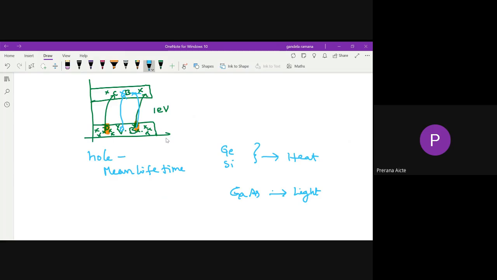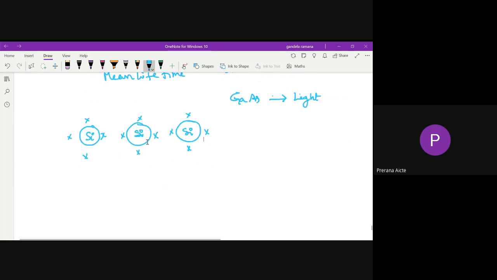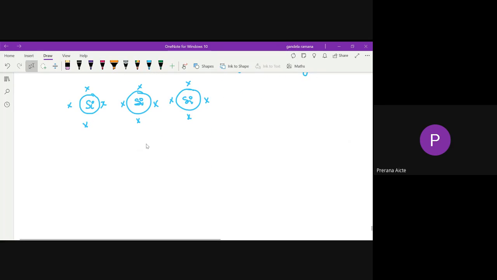Here we observe in semiconductors, the valency electron count is 4. It will be bonded with another electron. See the diagram.